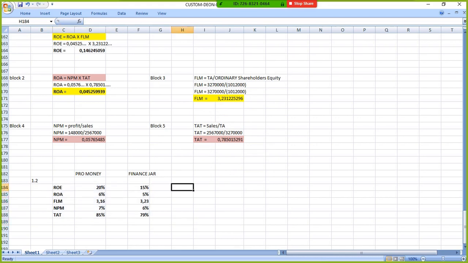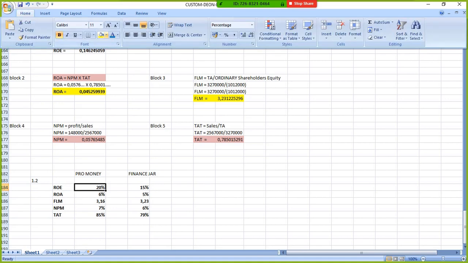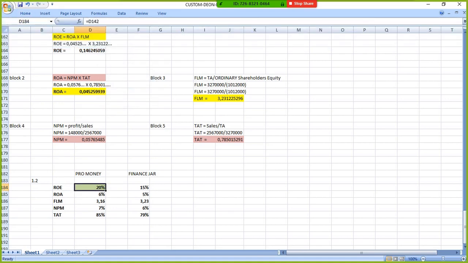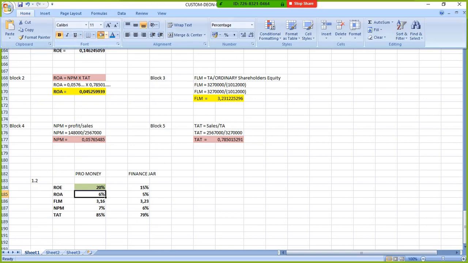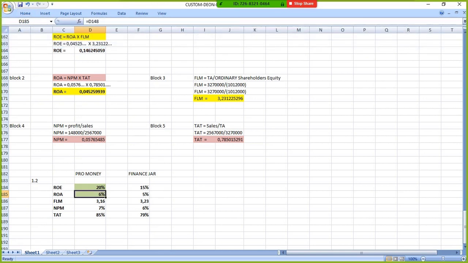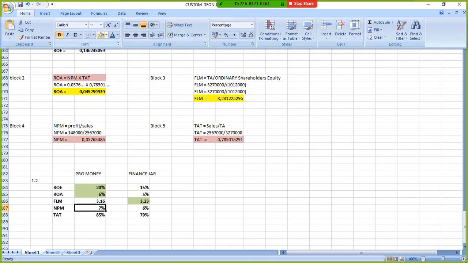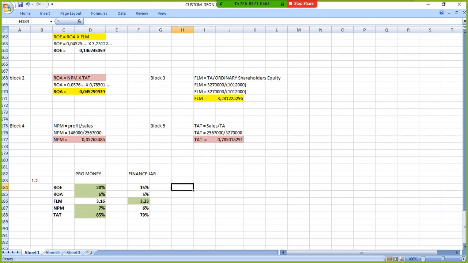All right, so let's compare. So, which is better here? Pro Money. Which is better here? ROA. Which is better here? Leverage. So Finance Jar has more financial leverage, so that's a benefit for them. NPM, benefit there. Total asset turnover, benefit there. All right, so here, Pro Money is better. Pro is better, Pro is better, Pro is better. Here, Finance is better. Just in that one. Okay, better leverage. So in other words, their leverage is greater.